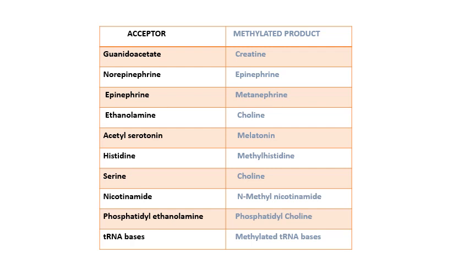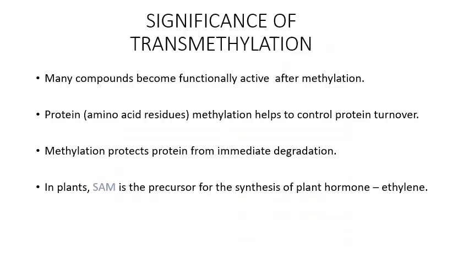Guanidoacetate to creatine. Wherever it is, you are supposed to write it as an equation or reaction. In that you can write SAM to SAH. Guanidoacetate accepts the methyl group and itself will be converted into creatine. Then norepinephrine to epinephrine, epinephrine to metanephrine, ethanolamine to choline, and so on. All these are examples of transmethylation reaction.